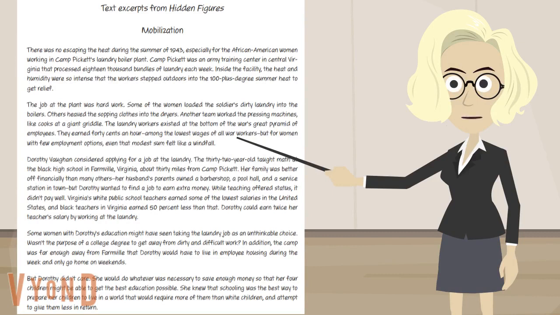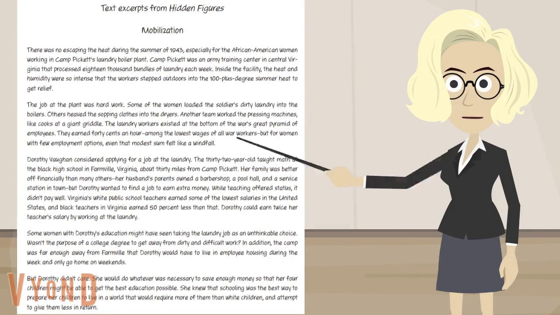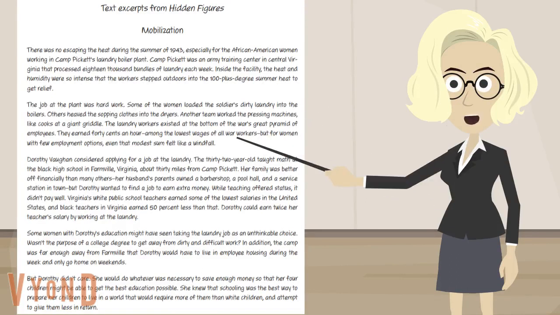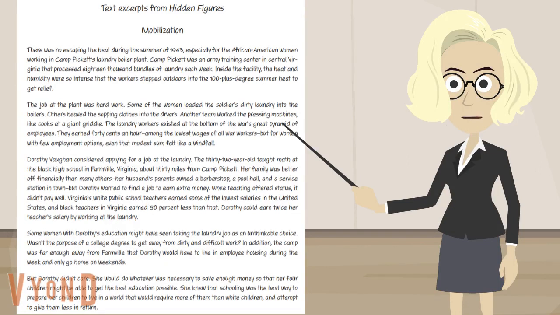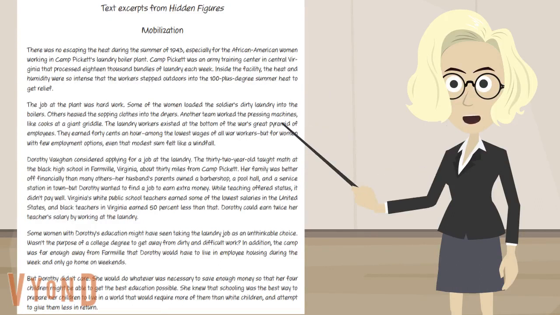Virginia's white public school teachers earned some of the lowest salaries in the United States, and black teachers in Virginia earned 50% less than that. Dorothy could earn twice her teacher's salary by working at the laundry. Some women with Dorothy's education might have seen taking the laundry job as an unthinkable choice. Wasn't the purpose of a college degree to get away from dirty and difficult work? In addition, the camp was far enough away from Farmville that Dorothy would have to live in employee housing during the week and only go home on weekends.